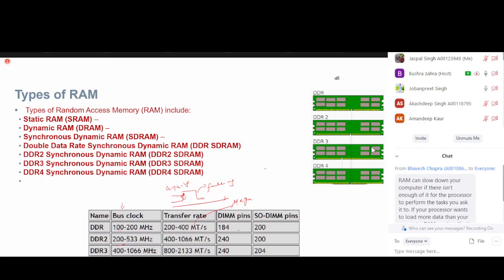DIMM size, the number of pins, varies. Try to remember those pins. I may ask you in your midterm test: how many pins are available? At maximum, we have it in DDR4, 288 pins. DDR2 and DDR3 are the same, 240 pins. This is how they come. For DDR4 it is more, 288, and the mega transfer speed is also changing.